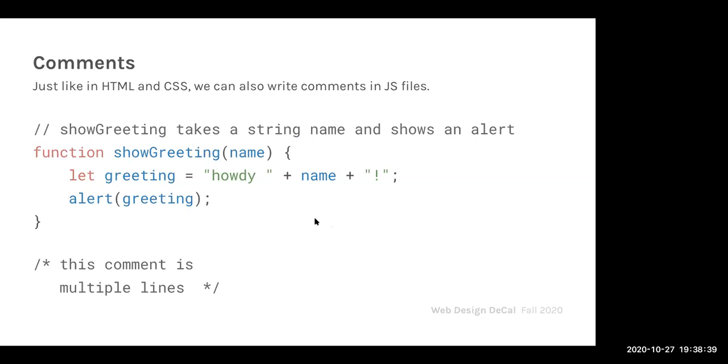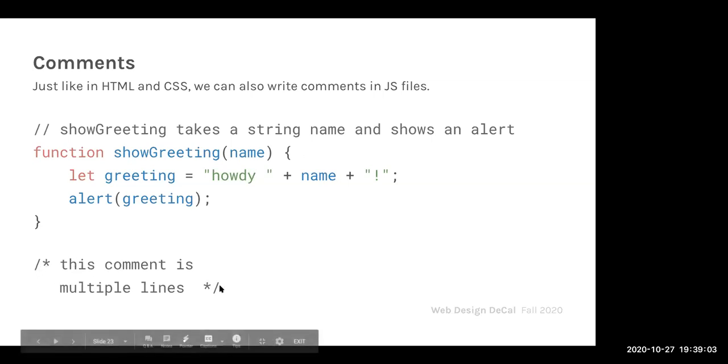We can also put comments within the functions or within JavaScript, just like we did in HTML and CSS. The syntax is a little bit different than HTML. I think it should be the same as CSS here. So you just do two slashes and then your comment, and then this won't be considered as part of your JavaScript, basically. You can also do a multi-line comment using the closing and opening sets of slashes and stars.